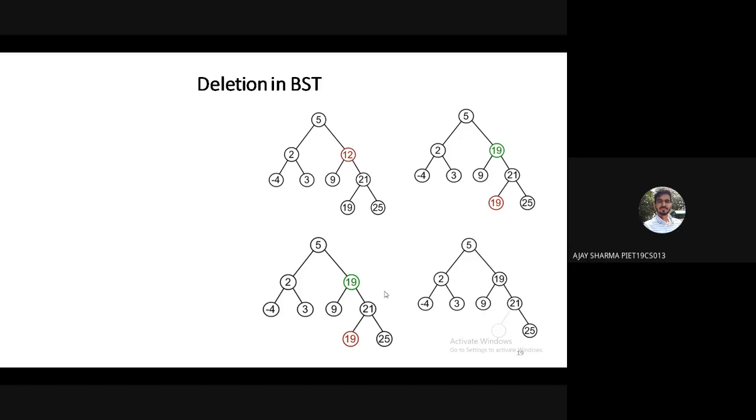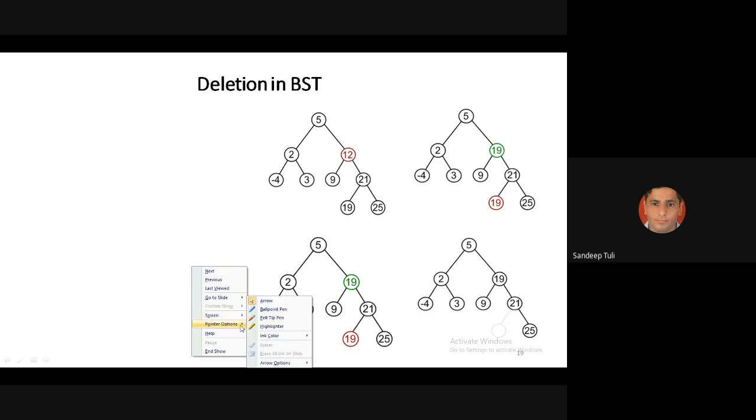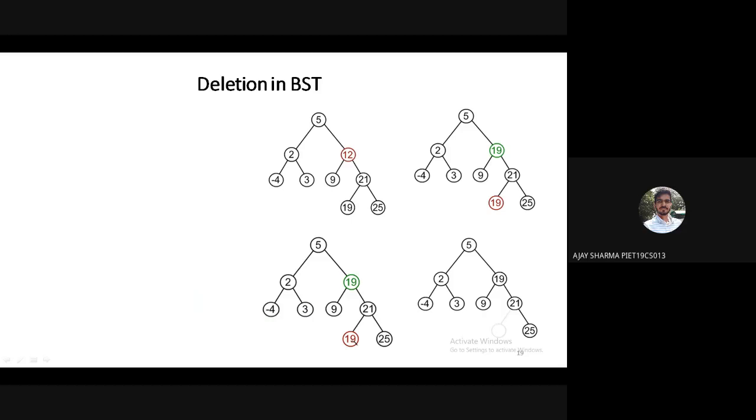Sir, if we have replaced 12 with 19, and we are deleting, actually this 19 will be 12. We have actually swapped, na? Yes, we have swapped the values. First of all, we have replaced 12 by 19. Then 19 will be replaced by 12, and then 12 will be deleted by Case number 1. Is it okay now?